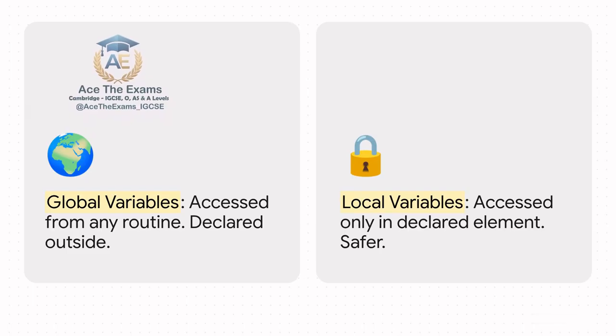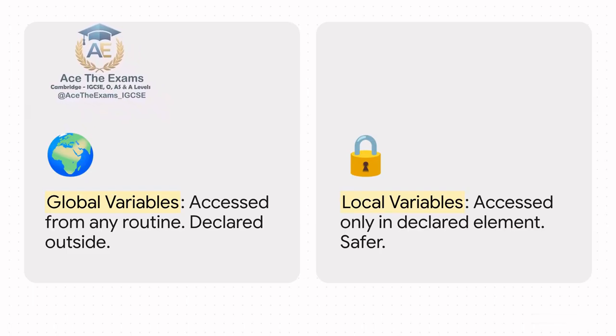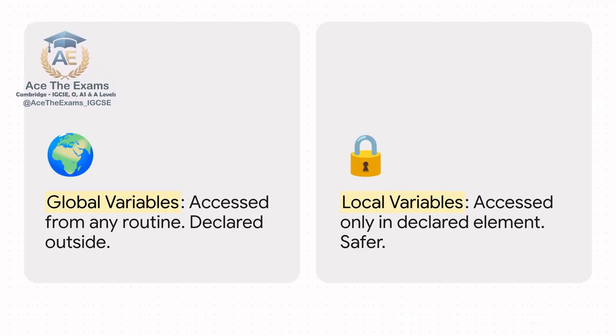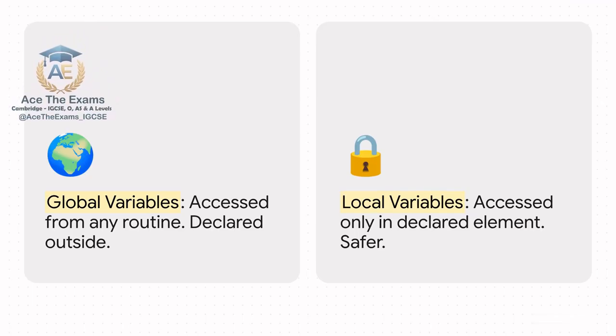It's a vital difference that separates good coders from truly great ones. Local variables are incredibly secure. They can only be accessed within the specific code element or a single routine where they are declared. This drastically cuts down the risk of accidentally messing up their values from somewhere else in your program.